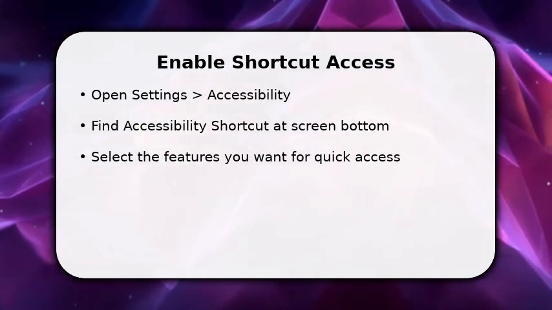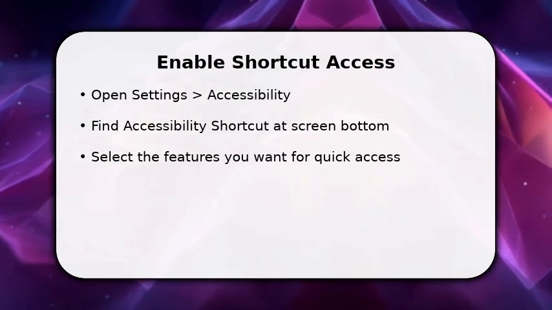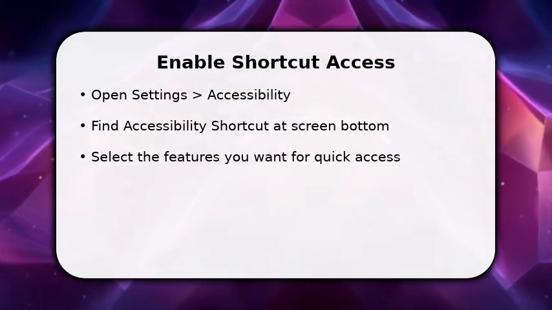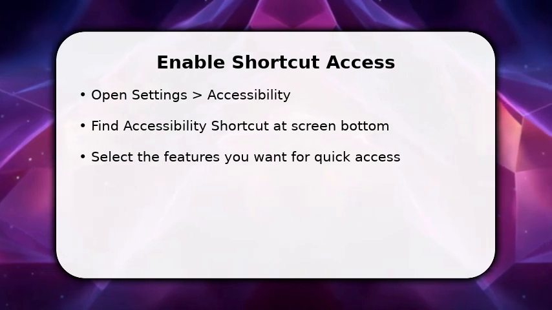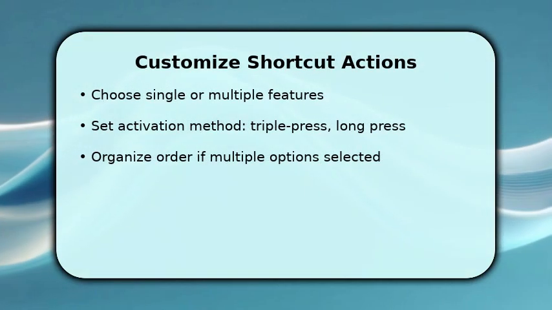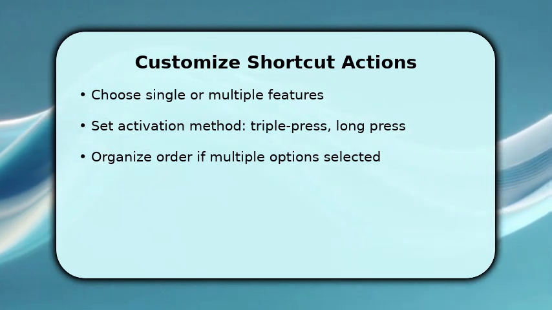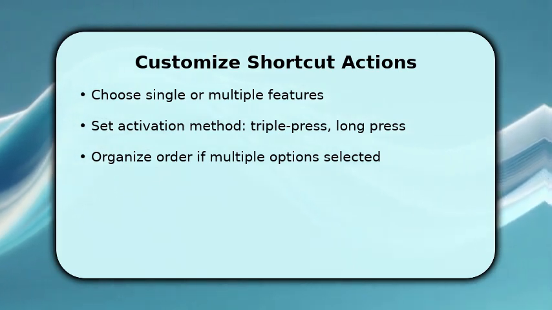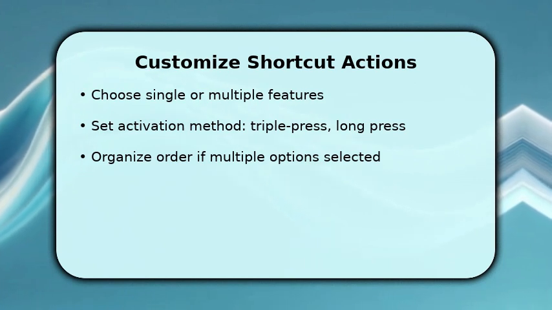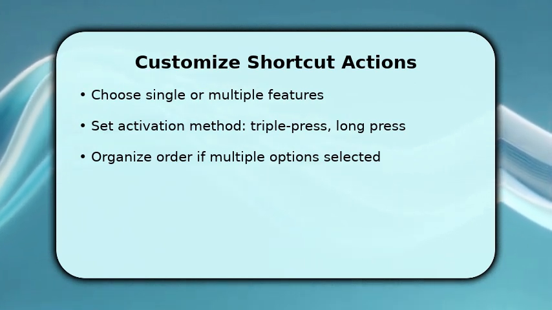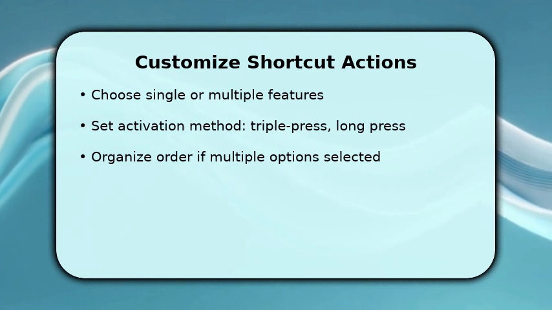After selecting, practice invoking the shortcut once so muscle memory forms, and you know the exact sequence to trigger it when needed. Now you customize how the shortcut behaves and why that matters for reliability. You can choose a single feature for instant access or multiple features if you need flexibility. Select multiple only if you're comfortable cycling.